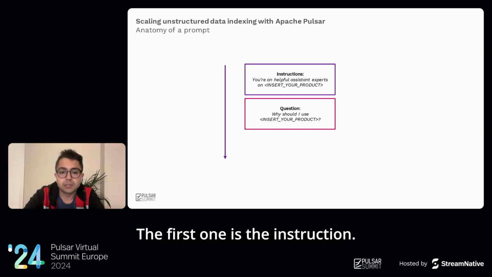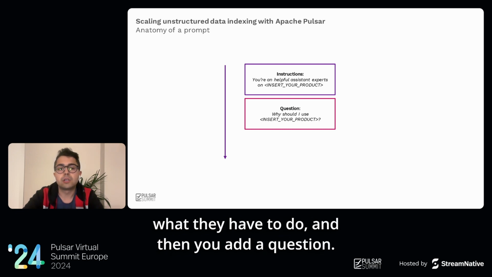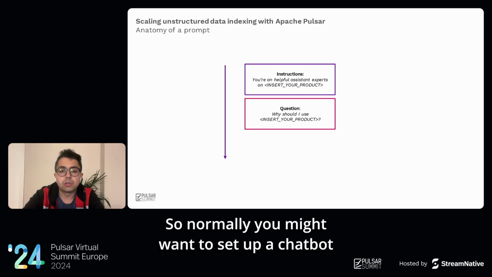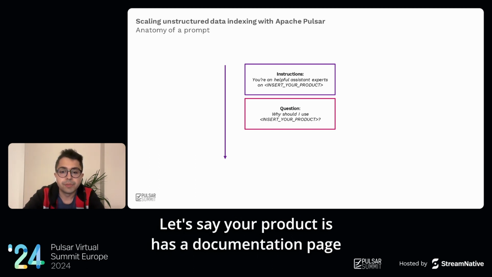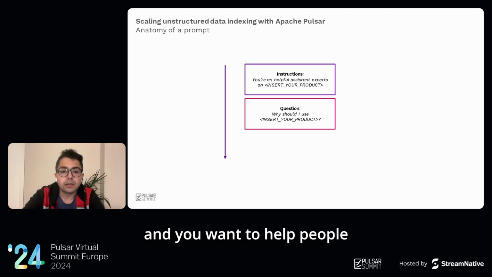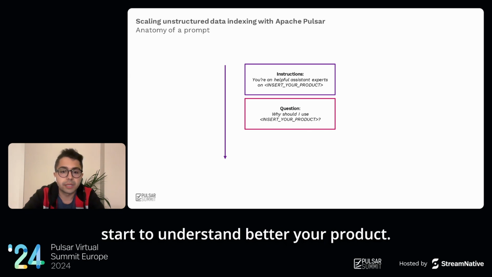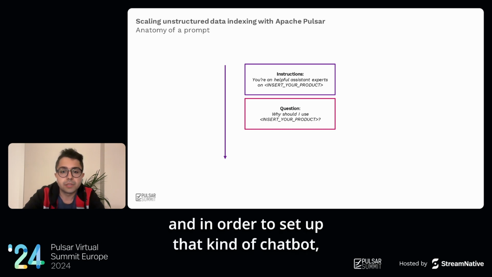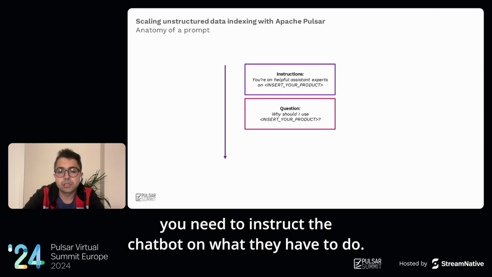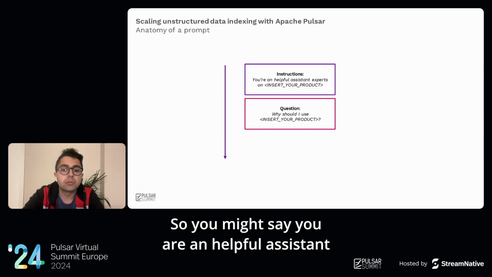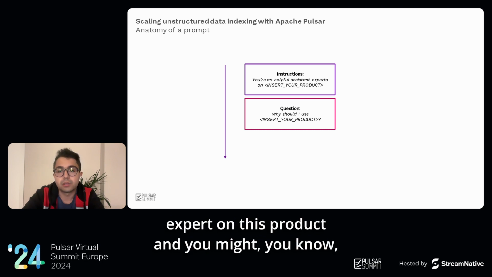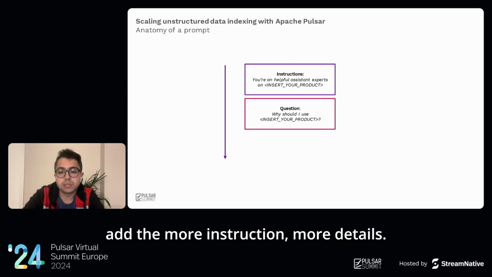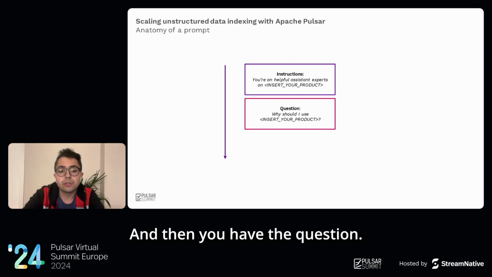The first one is the instruction. So you tell the LLM what you want to achieve, what it has to do, and then you add a question. Normally you might want to set up a chatbot for your product. Let's say your product has a documentation page, and you want to help people start to understand your product better. So you add a chatbot in the web page, and in order to set up that kind of chatbot, you need to instruct the chatbot on what it has to do. So you might say you are a helpful assistant expert on this product, and you might add more instructions, more details, and then you append the question.